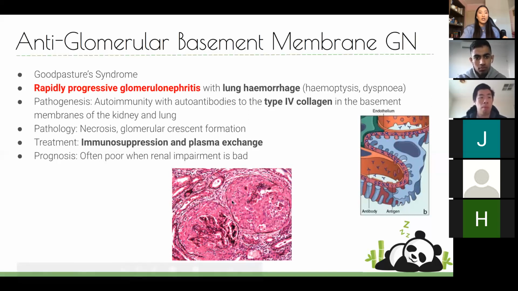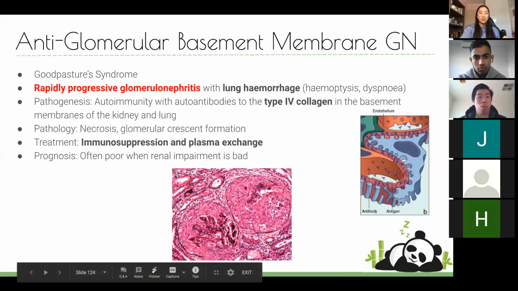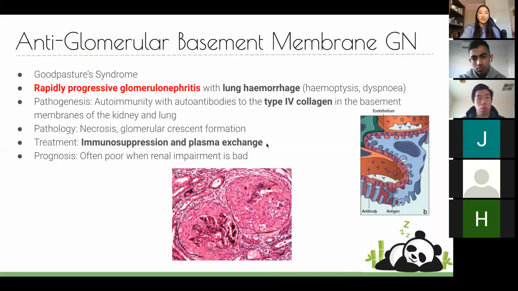And that's really how the damage gets caused in these rapidly progressive glomerulonephritises. You get rapid loss because the glomeruli just get suffocated by cells. Again, you try immunosuppression and plasma exchange as treatment, but again, the prognosis is pretty bad.